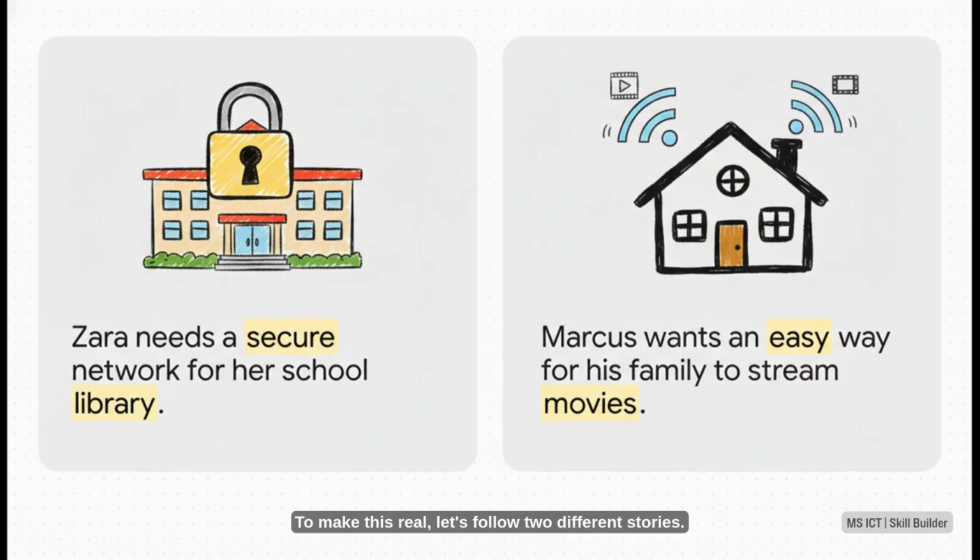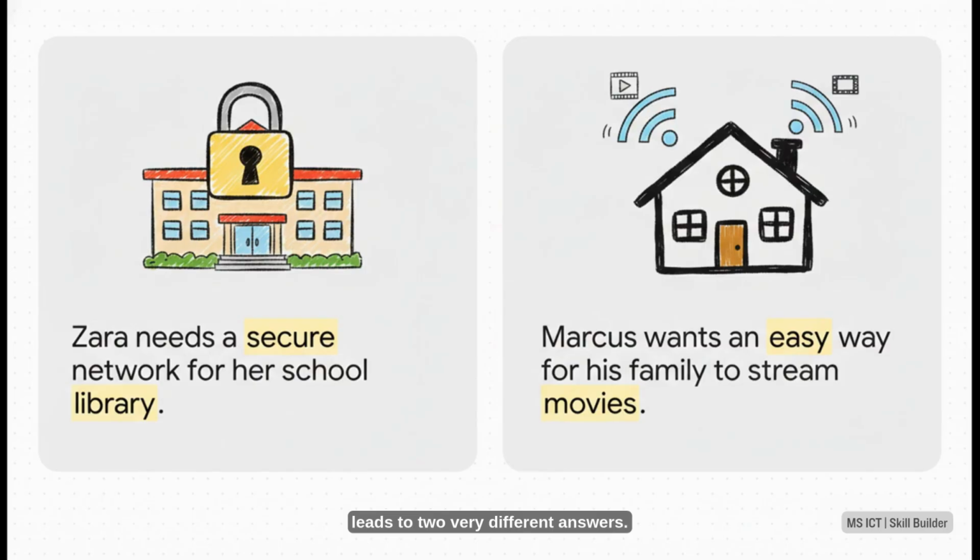To make this real, let's follow two different stories. Over here, we've got Zara. She's in charge of setting up a super secure computer network for her school's library. And then there's Marcus. He just wants a simple way for his family to stream movies and share photos at home without any hassle. Two very different people with very different needs, which, as you'll see, leads to two very different answers.